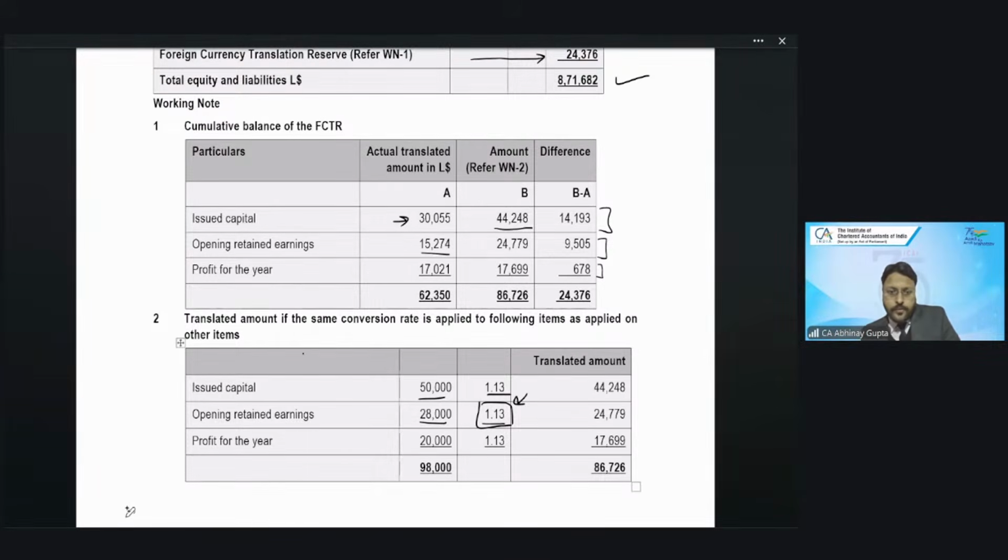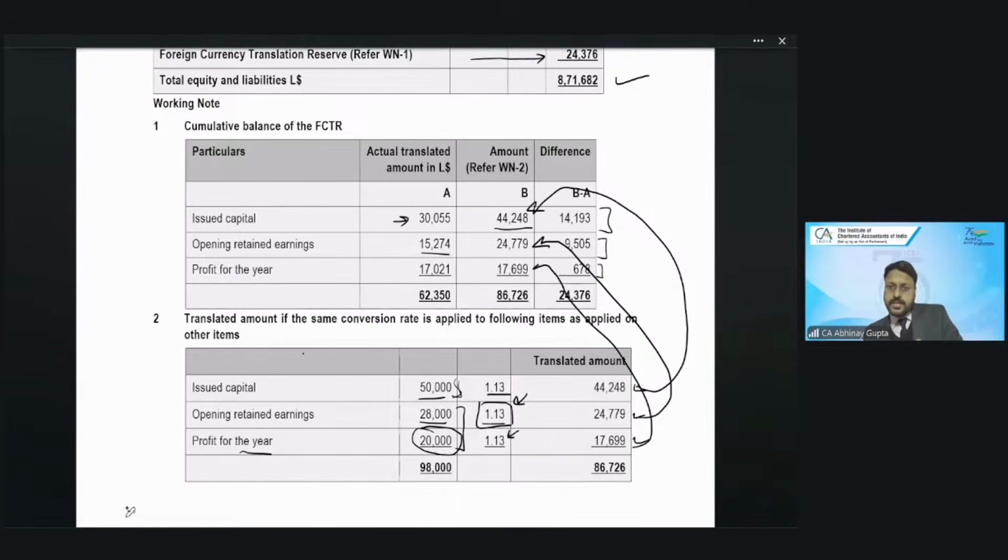Now, profit for the year 20,000. This is also being converted at the closing rate from the balance sheet perspective so that I can say my issued capital plus my total retained earnings, opening plus earned during the year, are sitting on my balance sheet. You know what that balance is. So if I convert this at 1.13, these are the three items of the converted balance. So 44,248 is coming here, 24,79 is coming here, and 17,699 is coming here.